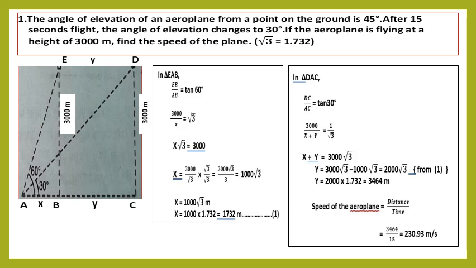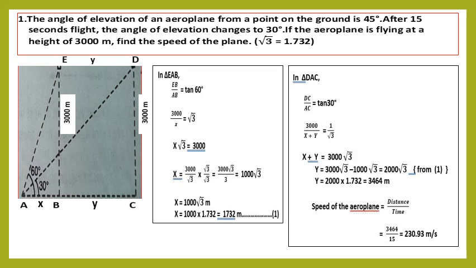Now in triangle DAC, the same opposite is given, 3000, CD is given, and the adjacent is AC. So the same, opposite by adjacent is tan theta. Theta value is 30 degrees. So DC by AC is equal to tan 30 degrees. DC is 3000 divided by AC, which is x plus y, that is equal to tan 30 degrees, whose value is 1 by root 3. By cross multiplication we get x plus y is equal to 3000 root 3.